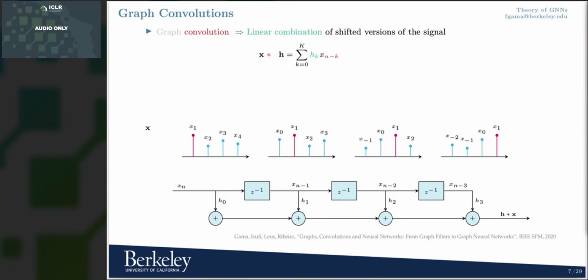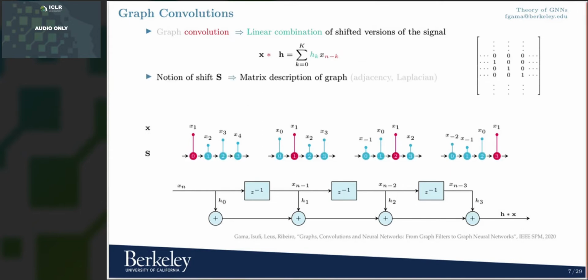The key component of a graph neural network is a graph convolution. Graph convolutions are generalizations of time convolutions, so let me take the license to remind you all about regular convolutions. A convolution is a linear combination of shifted versions of the signal x. We shift the signal through time, and for each shift, we weigh by a different coefficient h. If we want to extend this concept to graphs, we need to have a notion of shift. This notion of shift is given in graph signal processing by the support matrix S.